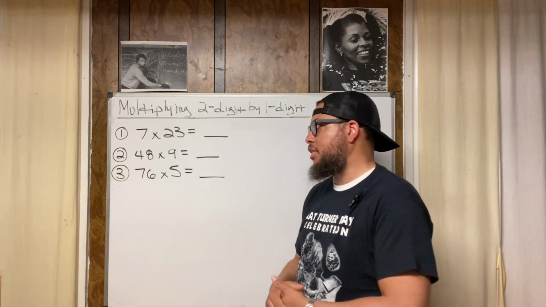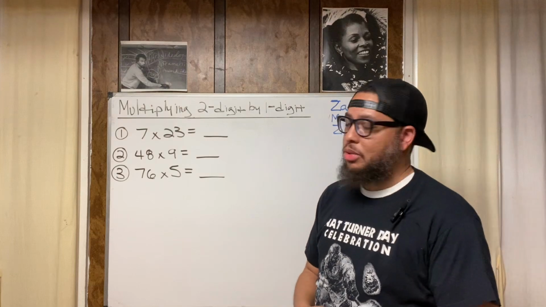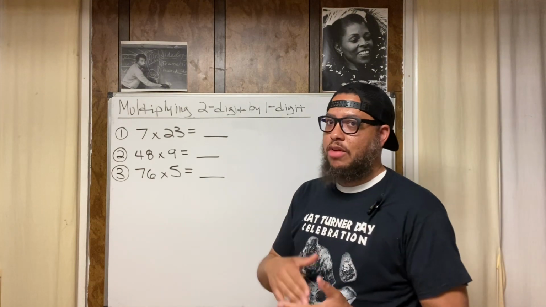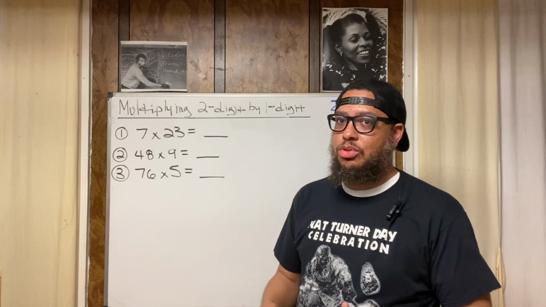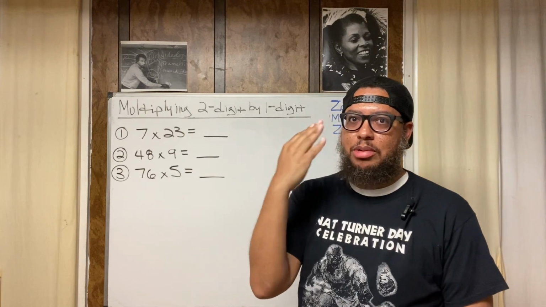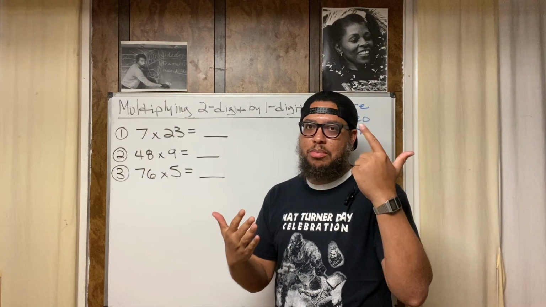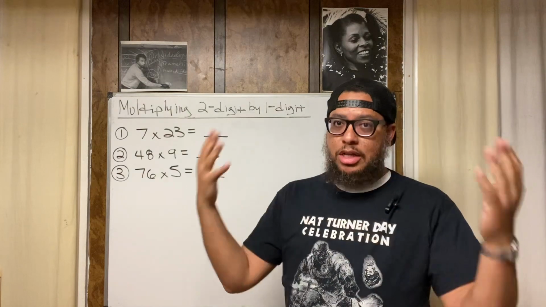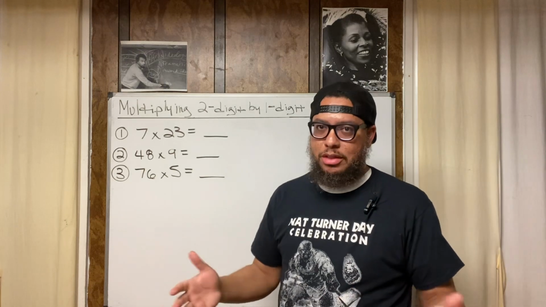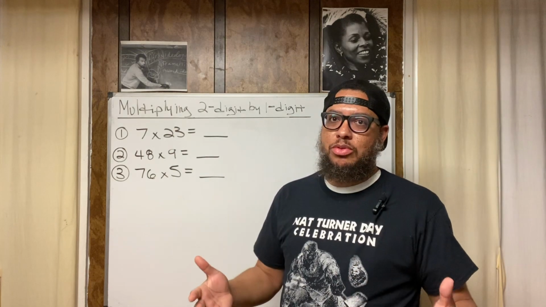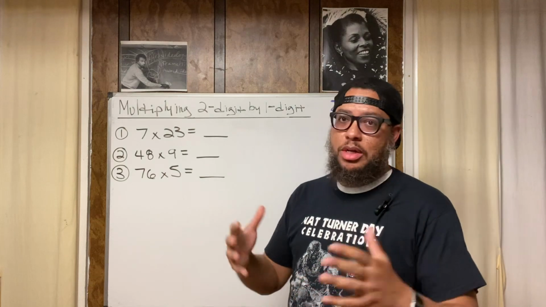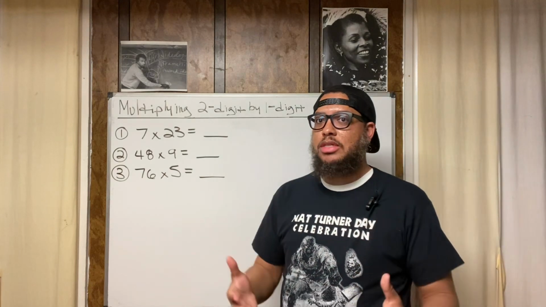All right. So 7 times 23. That means 7, 23 times. So if you wanted to, you could just add 7 plus 7 plus 7, and do that 23 times, right? But that would take a long time unnecessarily. Time is valuable. Time is the only resource that we can't get back. So we want to conserve our time and use our time wisely.